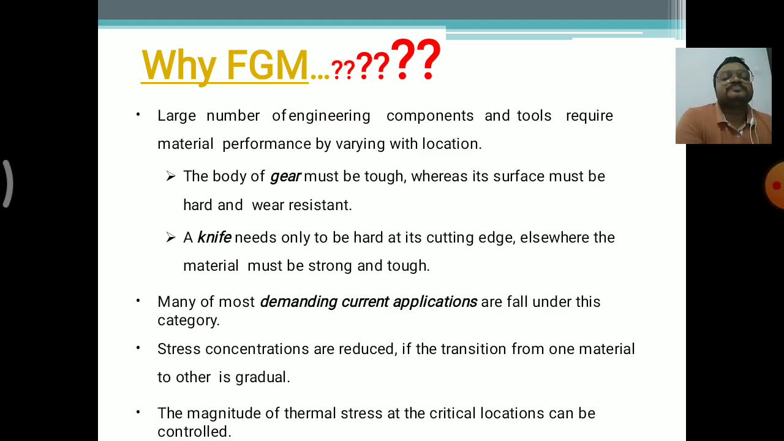And the last one is that the magnitude of thermal stress at the critical locations can be controlled. The different magnitudes of thermal stresses at critical locations, that is at the boiling point or the melting point in the different phase transformations of the iron carbon equilibrium diagram or stainless steel diagram. We are using different types of components there, so the thermal stresses at the critical locations should be controlled. That is why we are using these FGMs over composites.